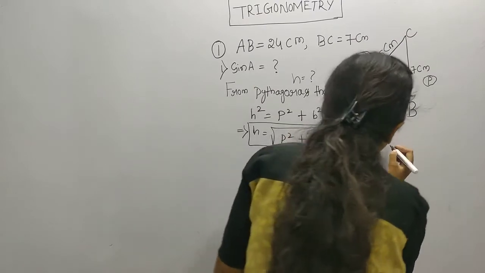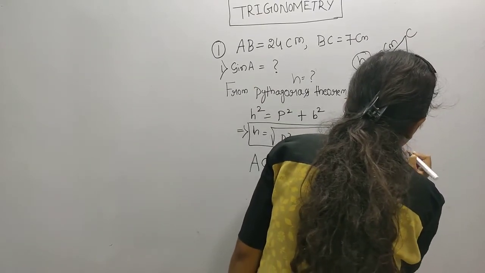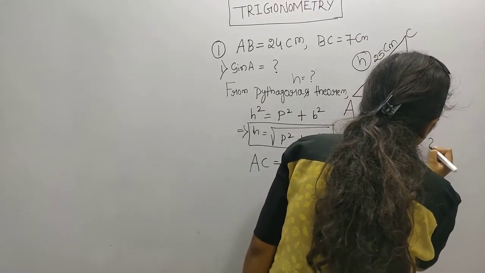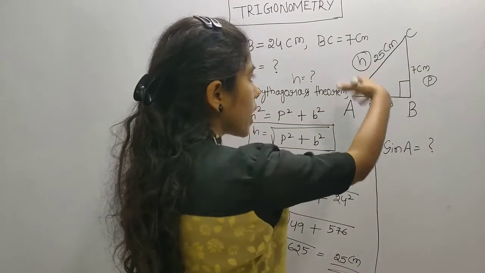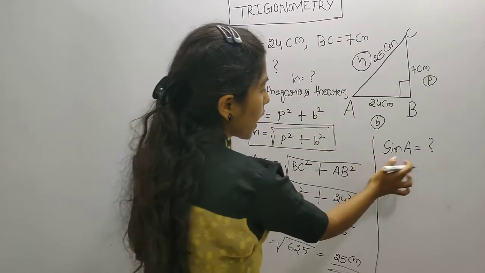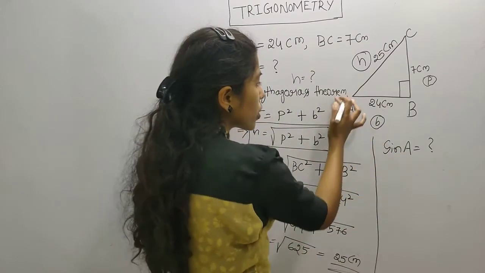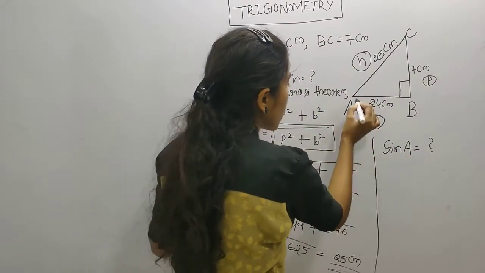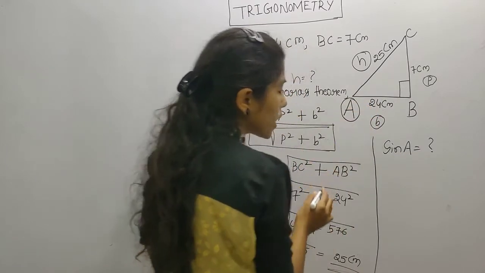Sine A. No problem, we can find sine A also easily. How will we find it? We have complete information, so it's easy. See, here sine A. First, what I have told you is to look at the angle first. Here the angle is A. So what is the sine A formula?